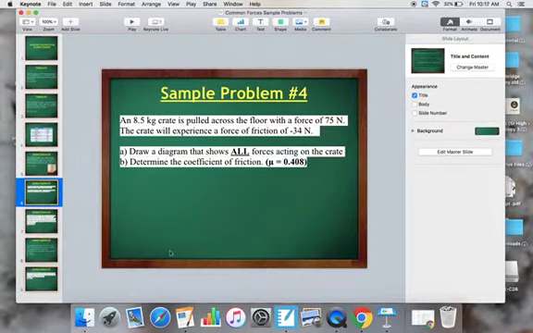All right, let's look at number 4. In this one, an 8.5 kilogram crate is pulled across the floor with a force of 75 newtons. The crate will experience a force of friction of 34 newtons in the negative direction. For the first thing, we want to draw a diagram that shows all the forces acting on the crate, and we're going to determine the coefficient of friction once we have that.